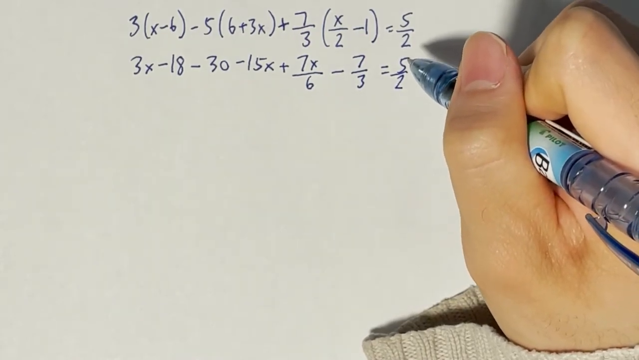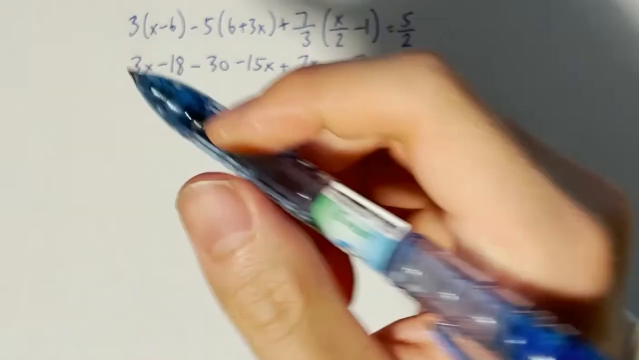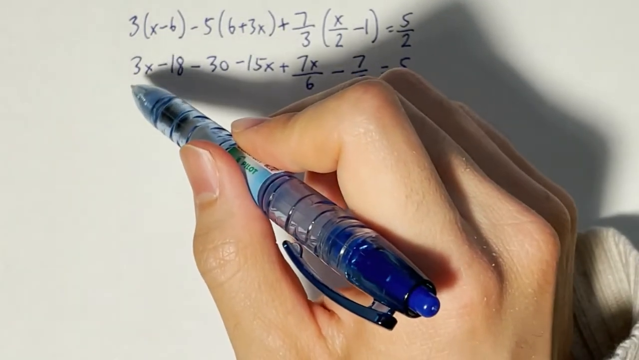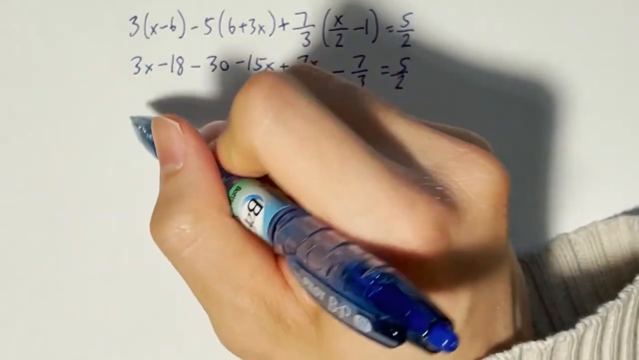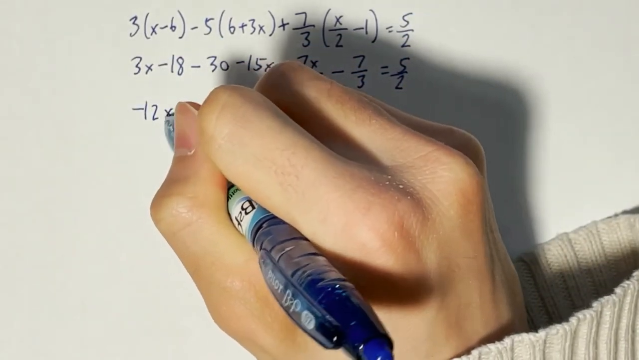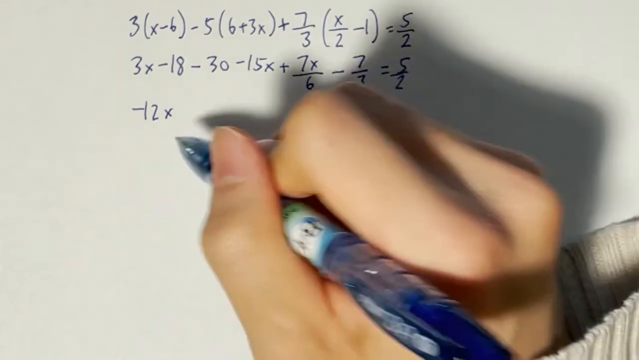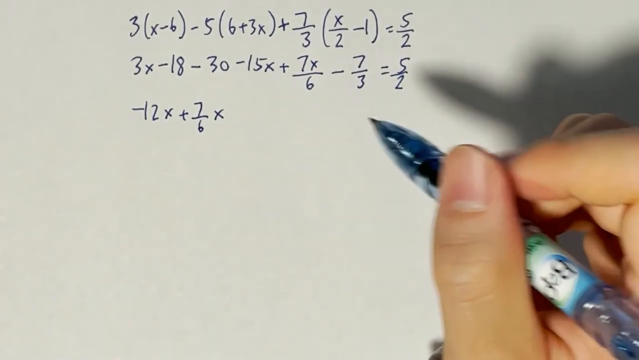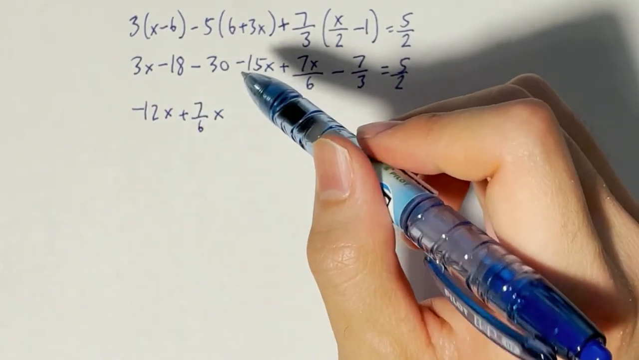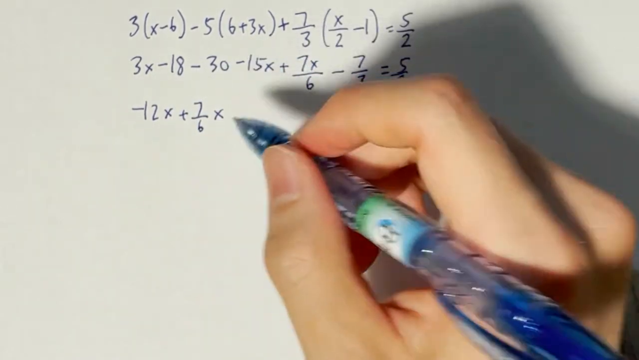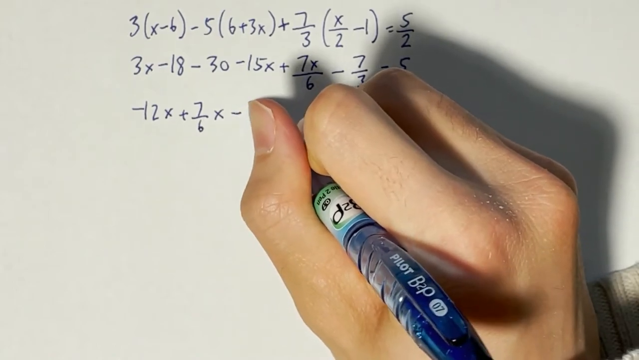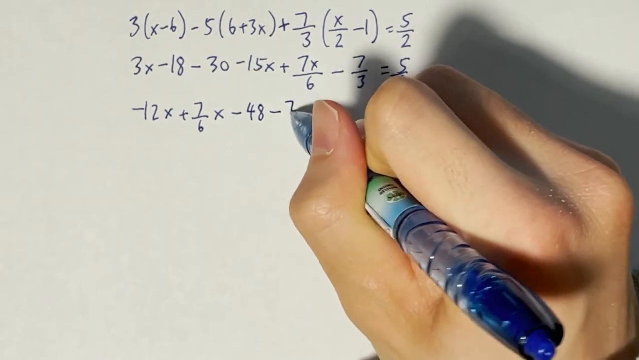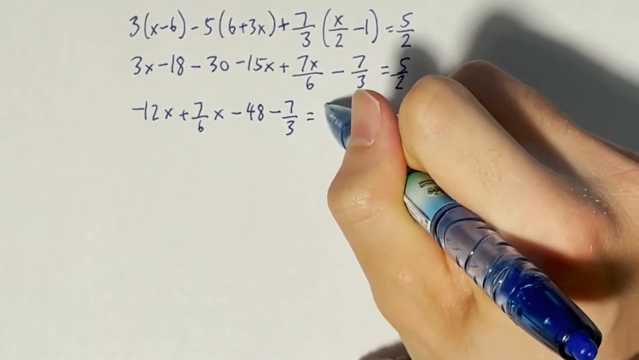Next, we'll collect like terms. And we'll do that in a couple different steps. First, we see we have 3x minus 15x, so that will give me minus 12x. And there's another x term here, so we plus 7/6 x. We also collect the constant terms as well. So minus 18 minus 30, that gives me minus 48. And another minus 7/3 at the end here, and this equals 5/2.